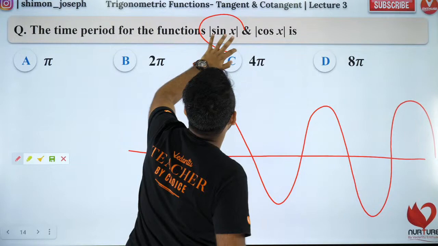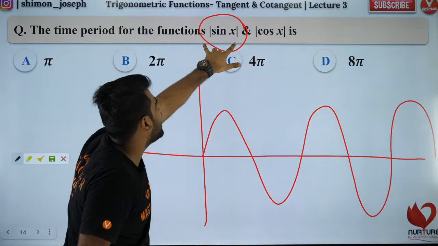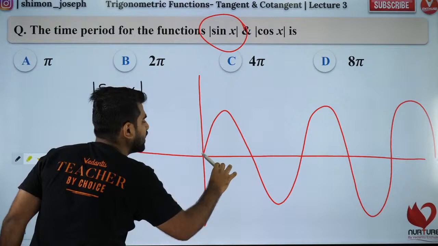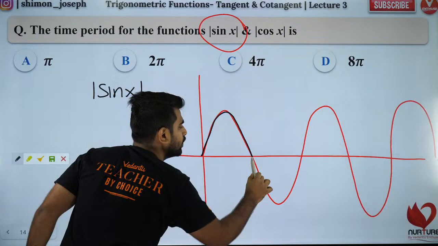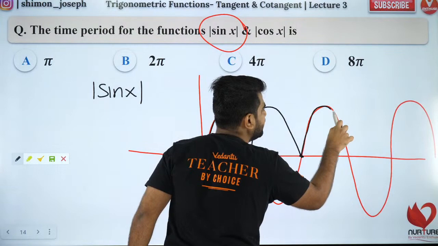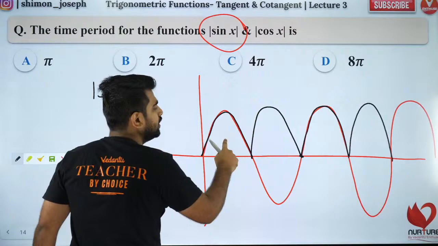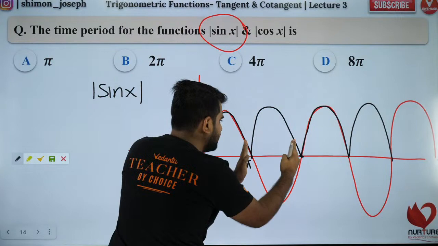So the modulus effect is mod of sin x, I will draw it in black color. So mod sin x will be, the negative portion will become upside down. Again, positive will be the same thing. Negative portion will become upside down. So now you see that the function repeats from 0 to pi, same thing repeats.